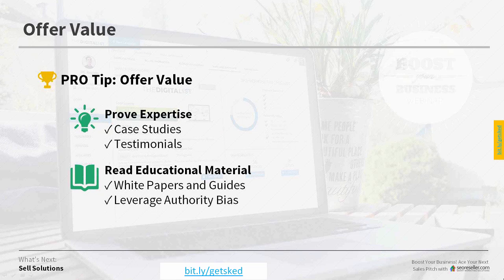Now, the other way to offer value is to prove your expertise, right? And this is where we said, provide them with case studies. Give them the methodology explainer that has the end client testimonials. Provide them with the white papers and the guides because these allow you to leverage a cognitive bias called authority bias. Now, what do we mean?